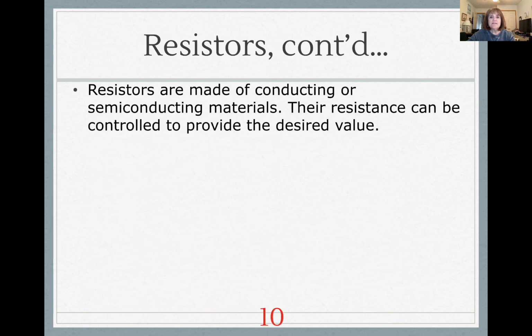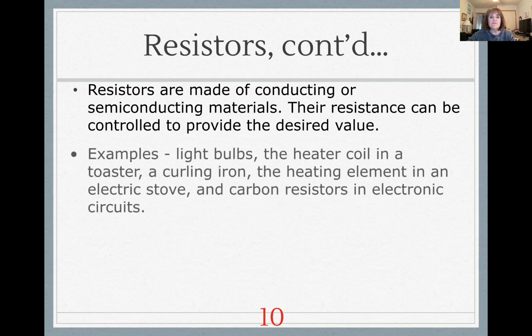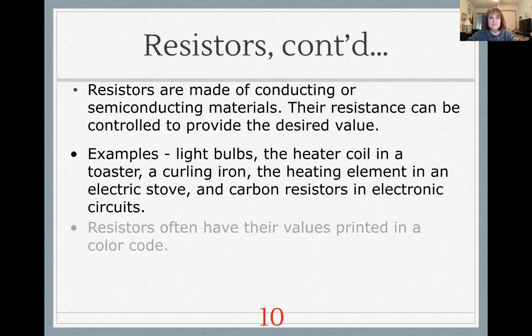Resistors are made of conducting or semiconducting materials. Their resistance can be controlled to provide a desired value. Examples of resistors are things like light bulbs and heating coils, anything that you would put into electric circuits. Resistors often have their value printed on them, and it's a color coding.